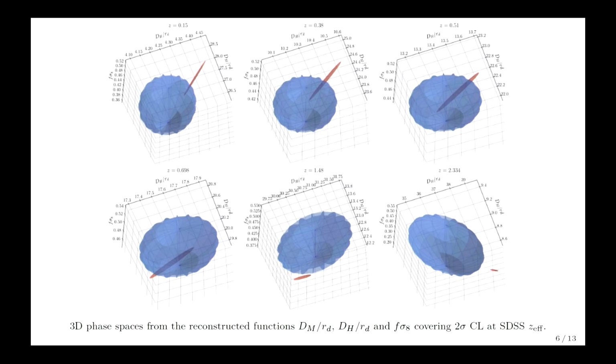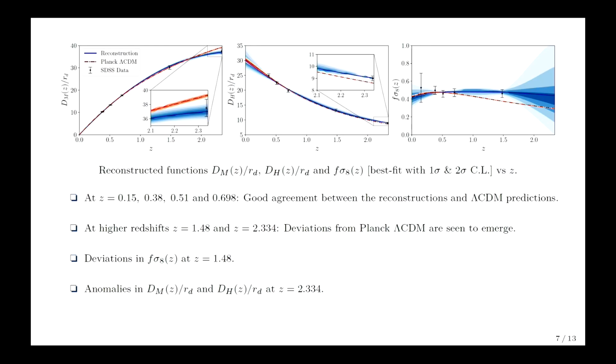But at 1.48, we see that the 2 volumes do not coincide. So there is some inconsistency we are finding. The data is trying to tell us something between what the reconstruction gives versus the Planck lambda CDM predictions. We also find a similar kind of inconsistency at the higher redshift 2.33, where the Lyman alpha BAO data is. Now let's interpolate it as a function of redshift. This is basically the profile of DM by rd, this is DH by rd, and this is the f sigma 8.